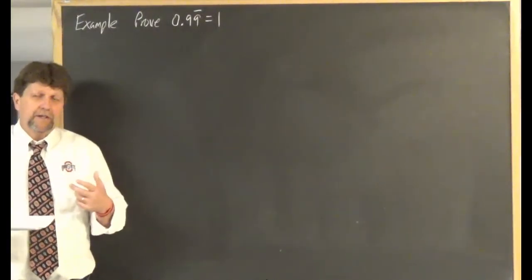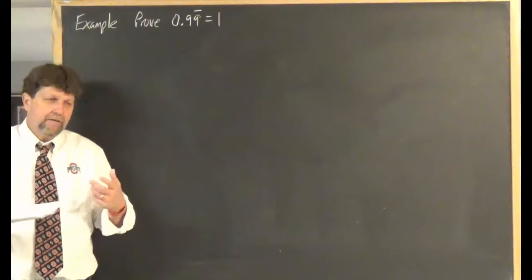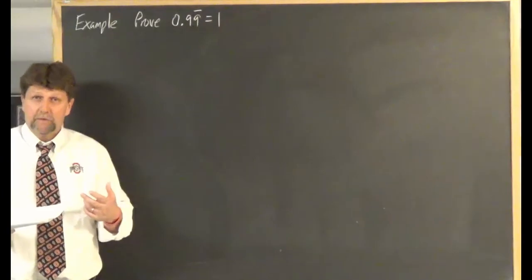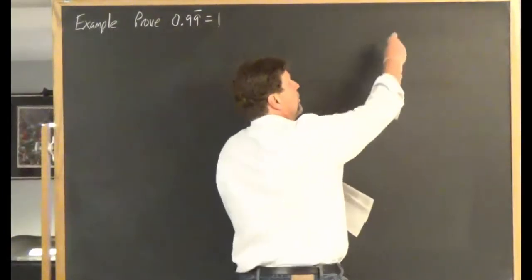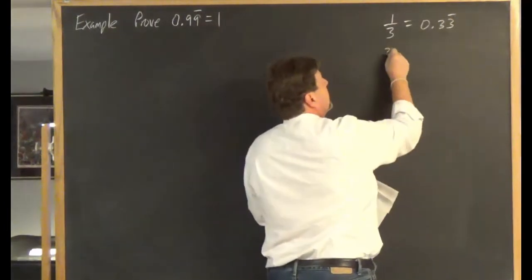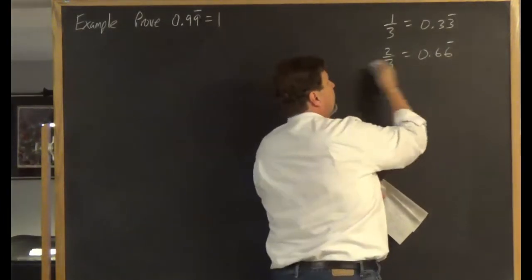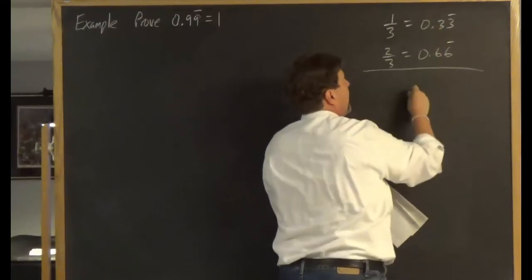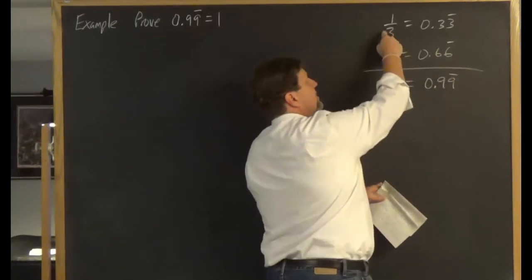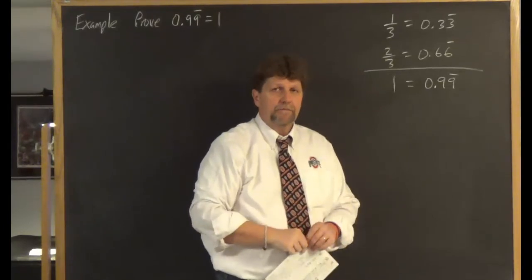There are many ways to look at this. I've shown people who know only arithmetic and how to add fractions that 0.9 repeating is equal to 1. You know what I mean by that? 1/3 is 0.33 repeating. 2/3 is 0.66 repeating. If you add them up, on the right side you get 0.99 repeating. On the left side, 1/3 plus 2/3 is 1. That's just using basic arithmetic.